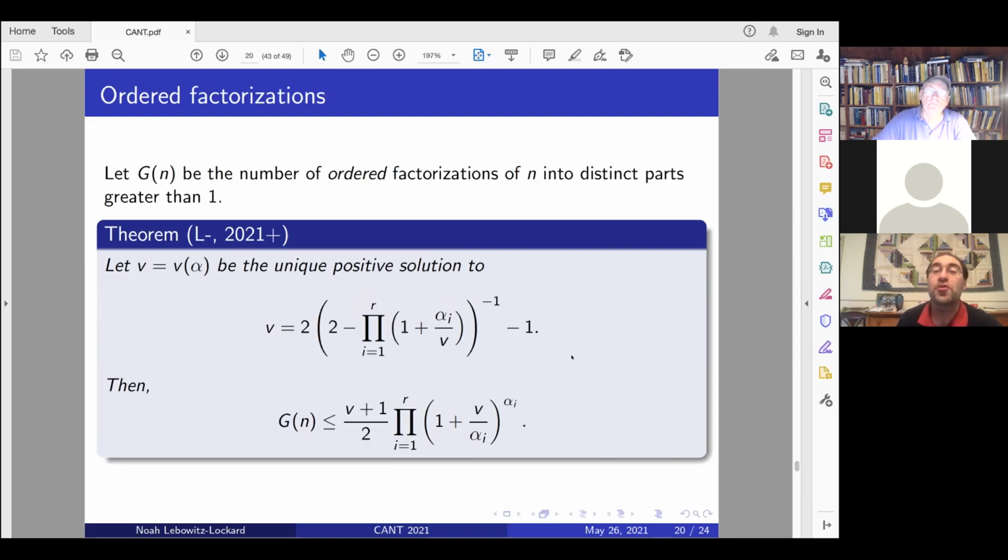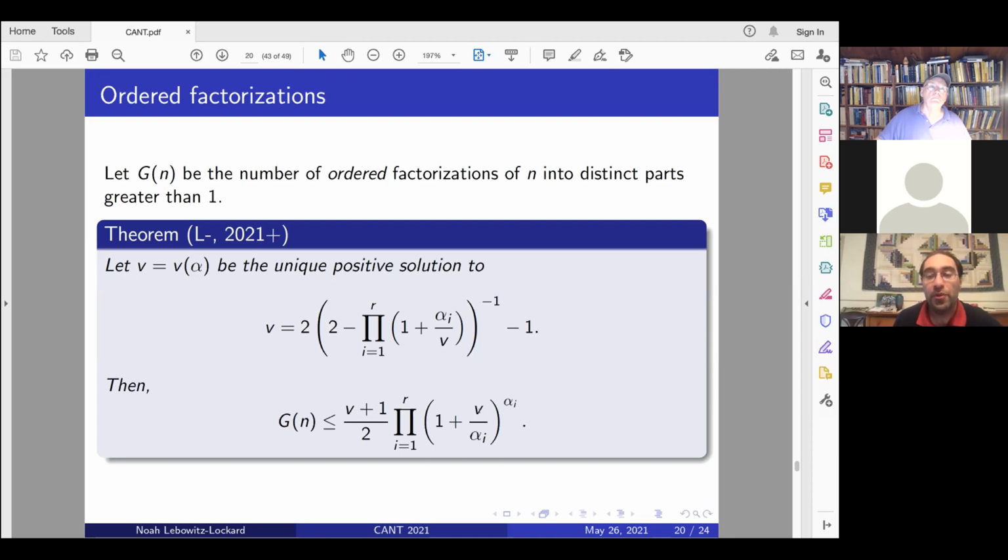I then applied this to ordered factorizations of n into distinct parts. There weren't any good upper bounds for this either. So I obtained this formula down here, where v is the unique solution to 2 over 2 minus the product of 1 plus alpha I over v, that whole thing minus 1, and big G of n is at most this quantity. So for 3 separate related functions, we've obtained 3 very similar upper bounds.